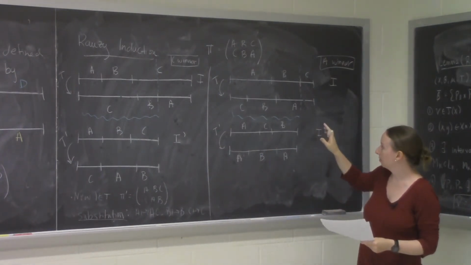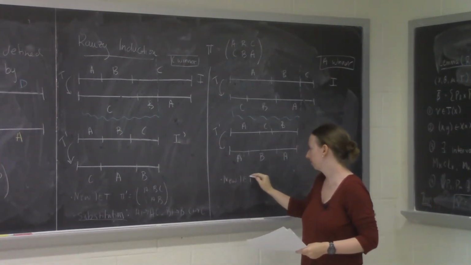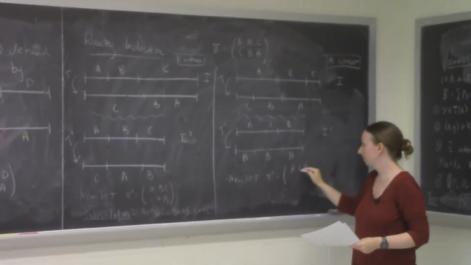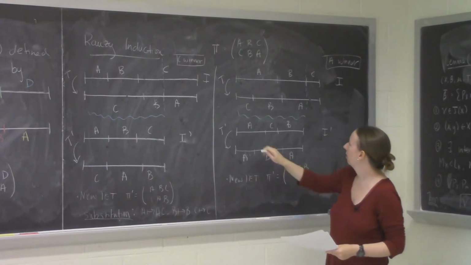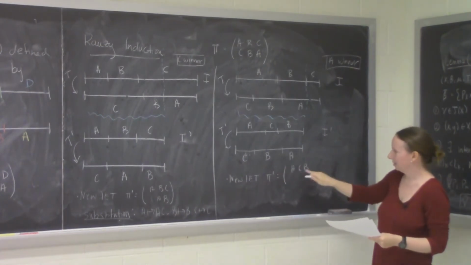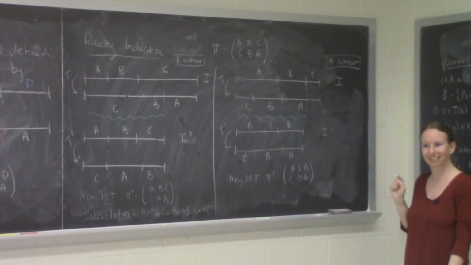Again, this is a bottom procedure and our new IET is ACB goes to AB. Oh, did I label that wrong? I did. This is C. Yeah, ACB goes to CBA. You let me label it wrong.